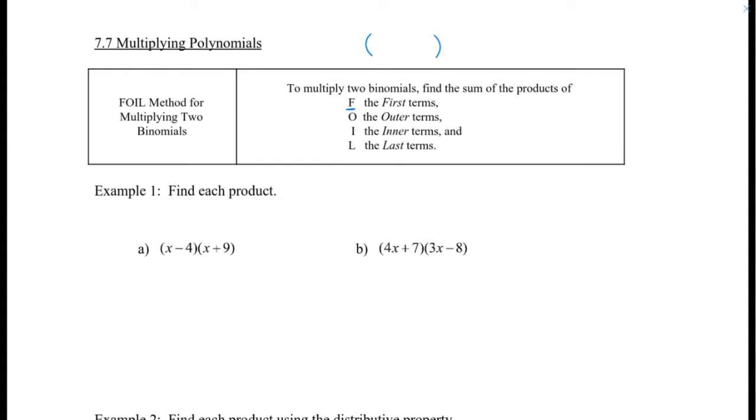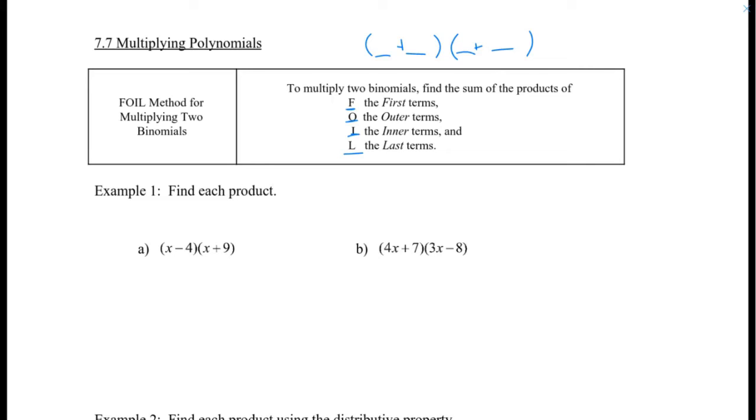So in a binomial, remember that we have 2 terms that are going to be multiplied. So basically what we're saying is we would multiply the first terms as the first part of our process. Then we have the outer terms, which if you think about that, it would be the terms on the outside. So here and here, multiply those. Then we would have the inside terms, which are going to be the ones that are closest to each other on the inside here. And then we'd have the last terms.